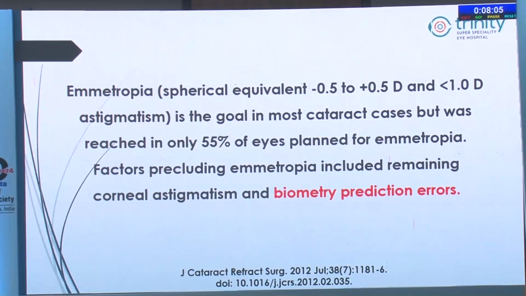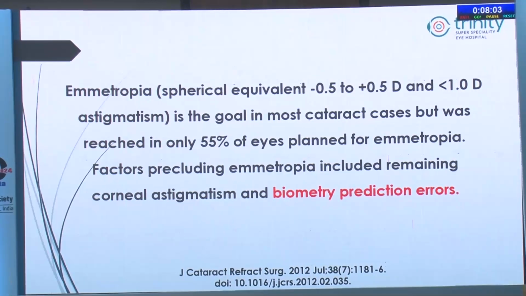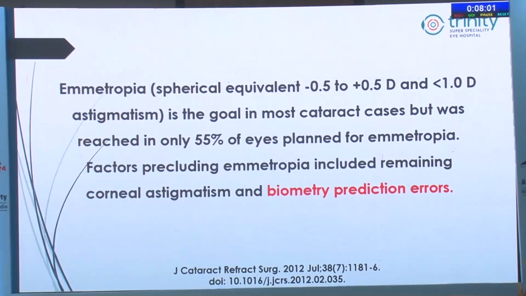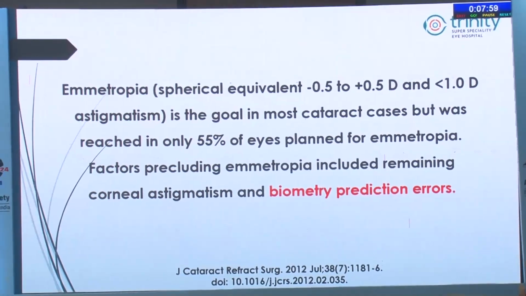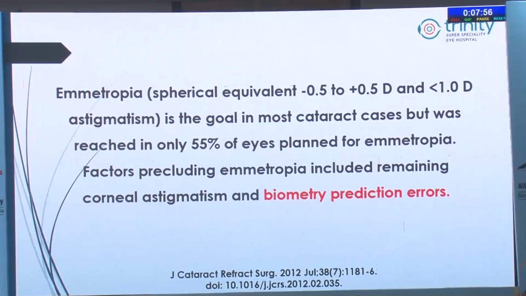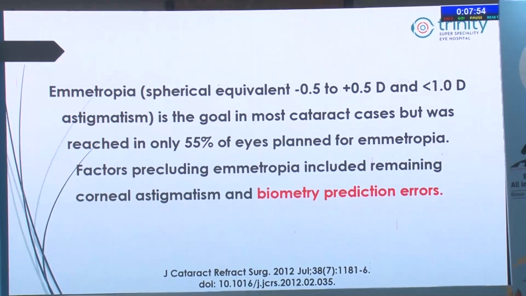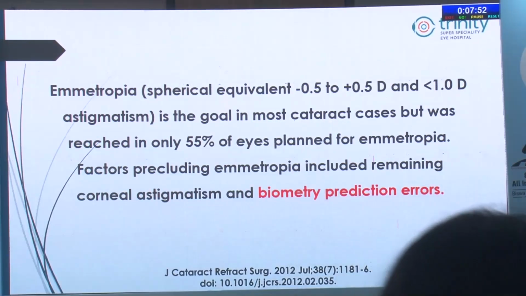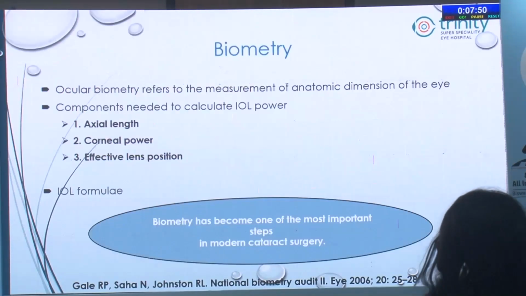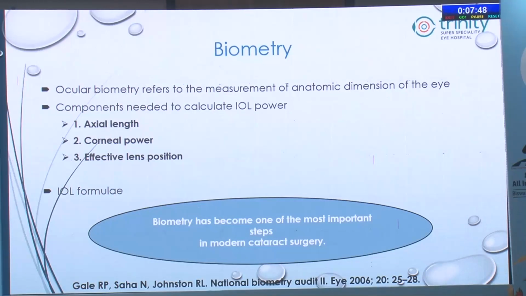So emmetropia with plus minus 0.5 and less than 1 cylinder is a goal in cataract surgery, but was reached in only 55% of cases. A lot of studies have assured that. The factors precluding emmetropia include remaining corneal astigmatism, which is not under our control, and biometric prediction. So we will be concentrating on this.